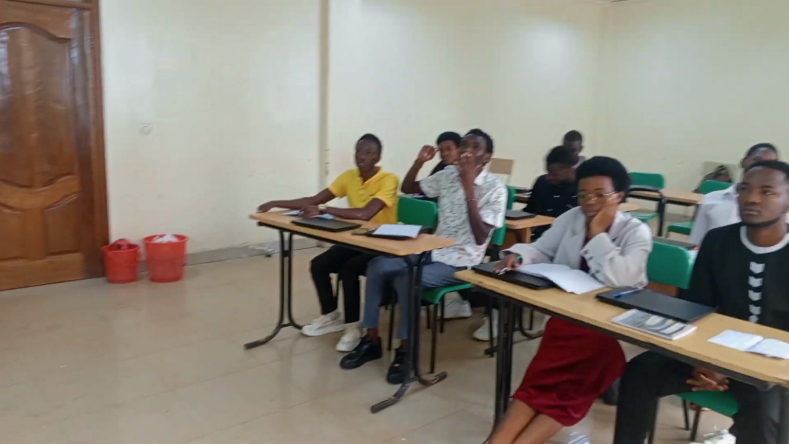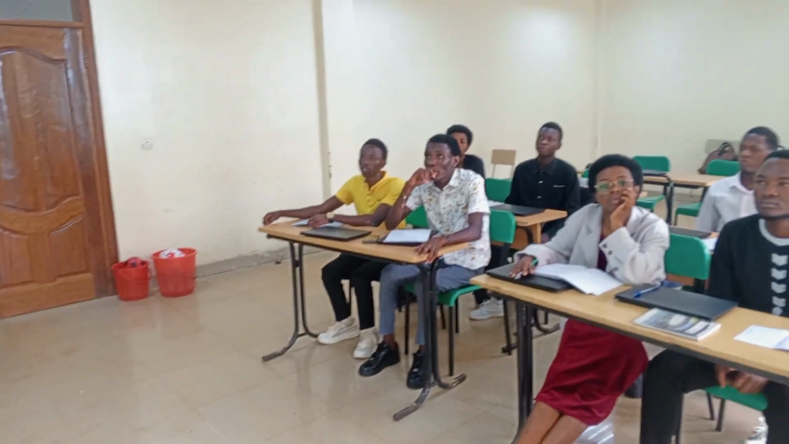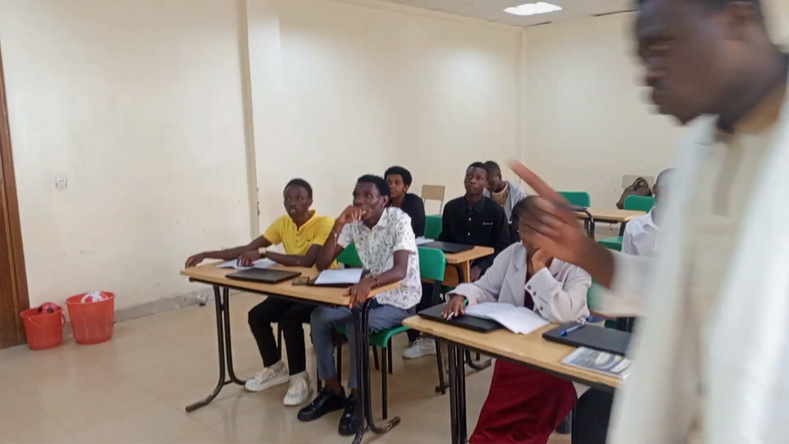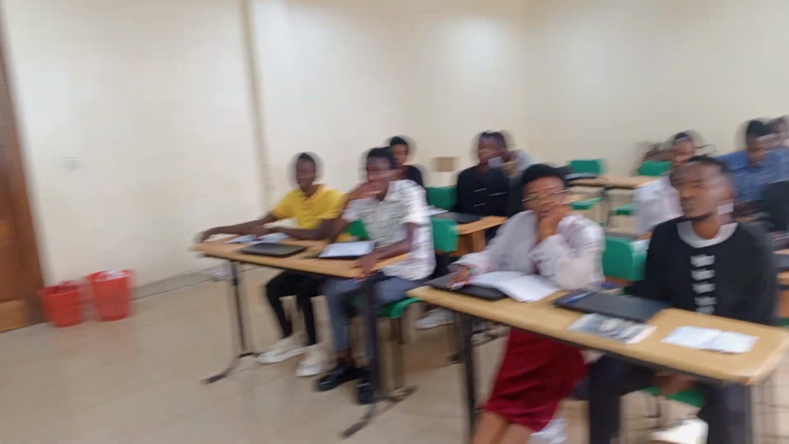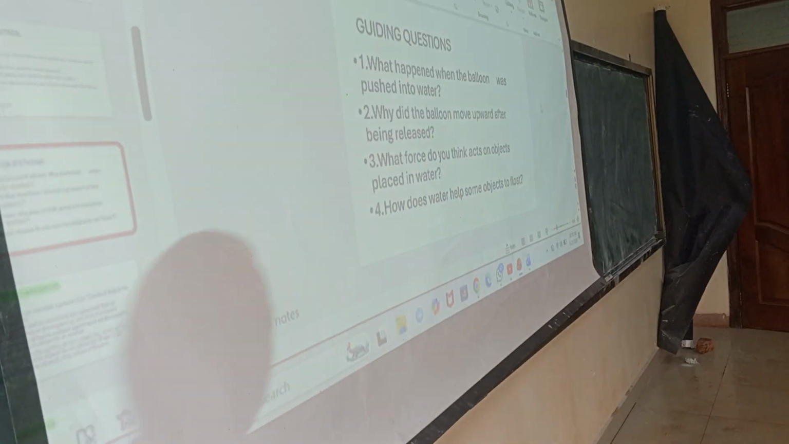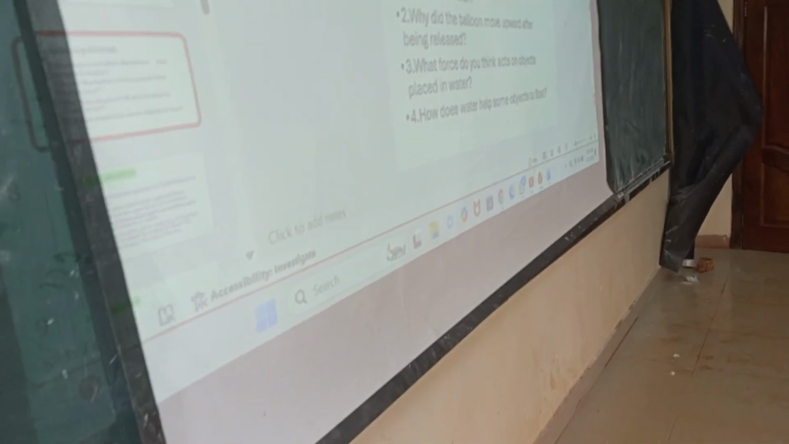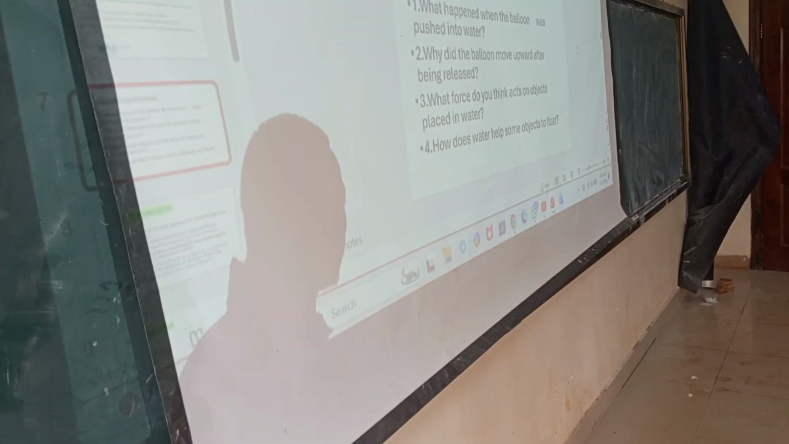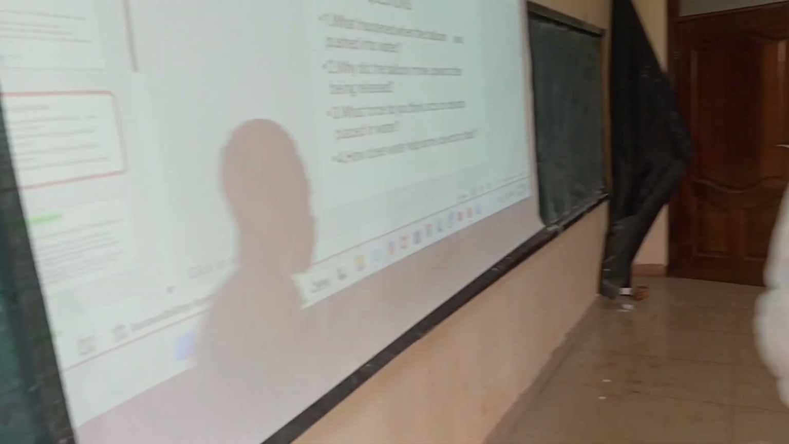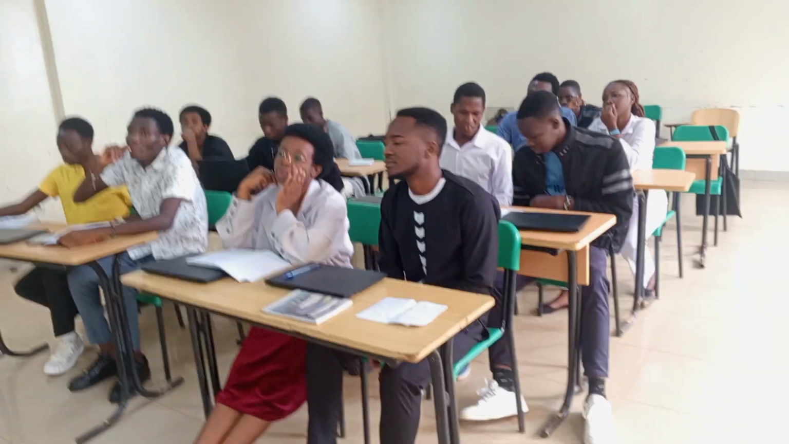Based on your observation, you are going to answer those questions. Question 1: what happened when the balloon was pushed into water? Second: why did the balloon move upward after being released? Question 3: what force do you think acts on an object placed in water? Fourth: how does water help some objects to float? In pairs, answer according to your observation.